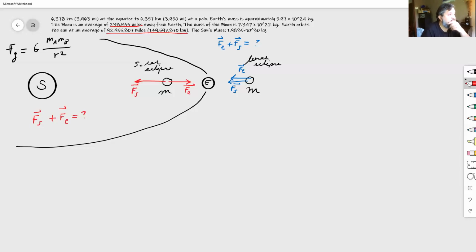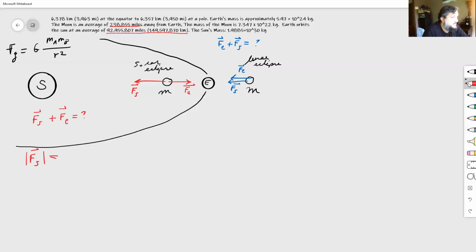Let's apply it to the moon. Now this vector sum here, we've got to be careful because these two vectors point in opposite directions. So we've got to subtract one from the other. Basically, that's what we need to do. But let's find the magnitudes first.